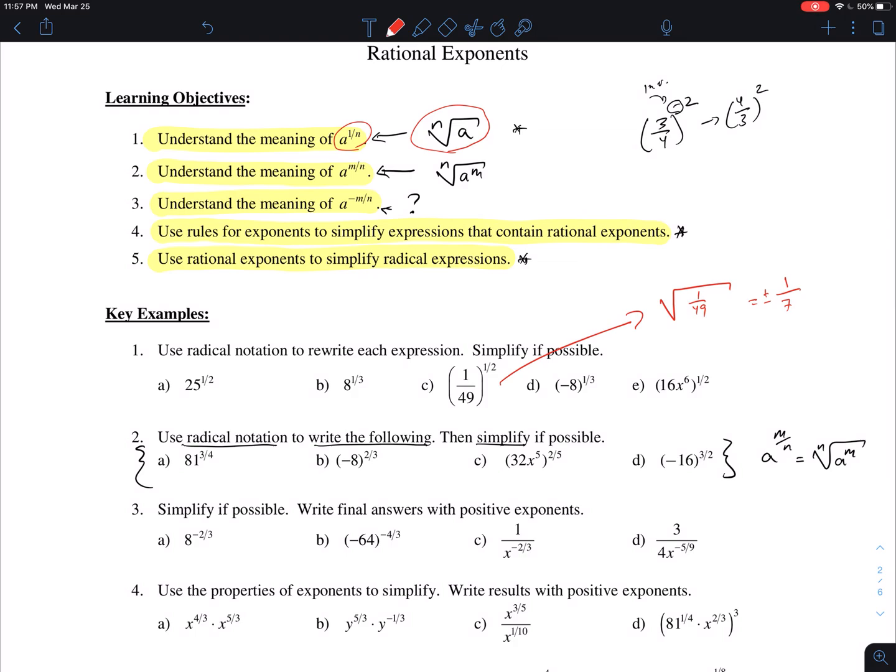And then, if you look at objective 2, understand the meaning of a to the power of m over n. I rewrote it so you could see it in radical form. Notice the denominator is the index number, and m, the numerator, is actually the exponent on the base. So this comes into focus, I hope, a little bit more, and you'll see it through some of the examples in a moment. And the very first example we're going to do is that one right there.